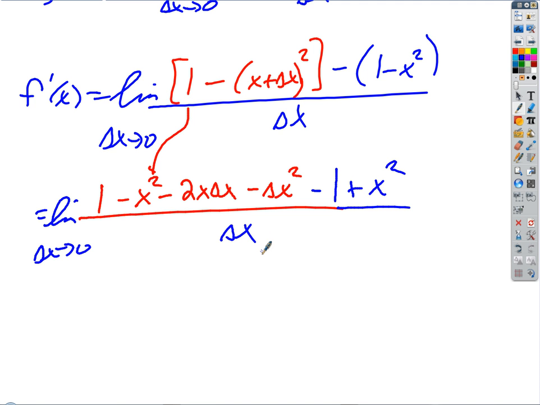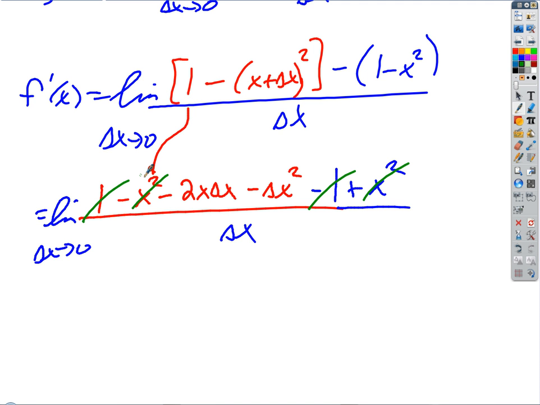delta x. Okay, so horizontal cancellation. And you understand what I mean when I say horizontal cancellation? Horizontal cancellation is when stuff is just adding to 0. In other words, cancellation by addition. So these go to 0 and we can get rid of them completely: the 1s and the x squareds.